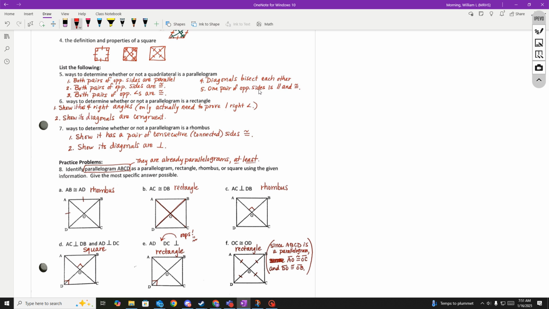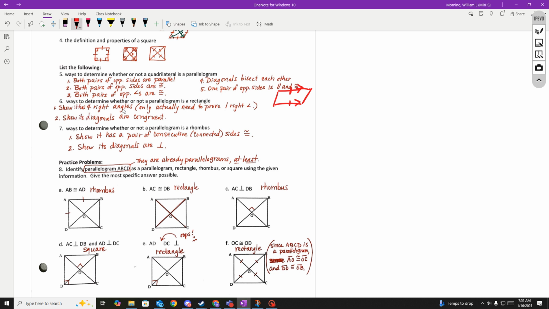If the midpoints are the same, then your diagonals bisect. And number 5, one pair of opposite sides is parallel and congruent. This one is the one that most people don't pay attention to. If you have one pair of sides parallel and that same pair is congruent, this is enough for you to show that you have a parallelogram.